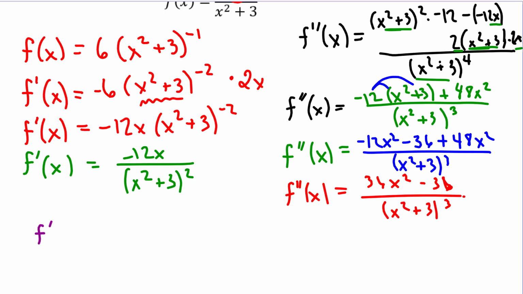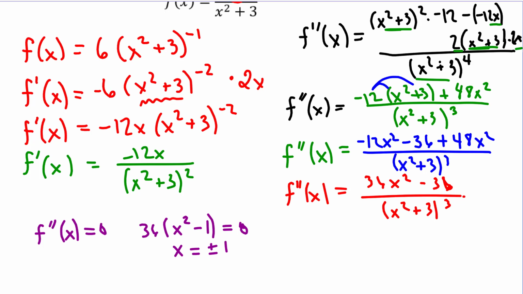So f double prime is equal to 0 when the numerator equals 0. So I'm going to set the numerator equal to 0. So I have 36 times x squared minus 1, and I just factored out the 36, equals 0. So this happens when x equals plus or minus 1.